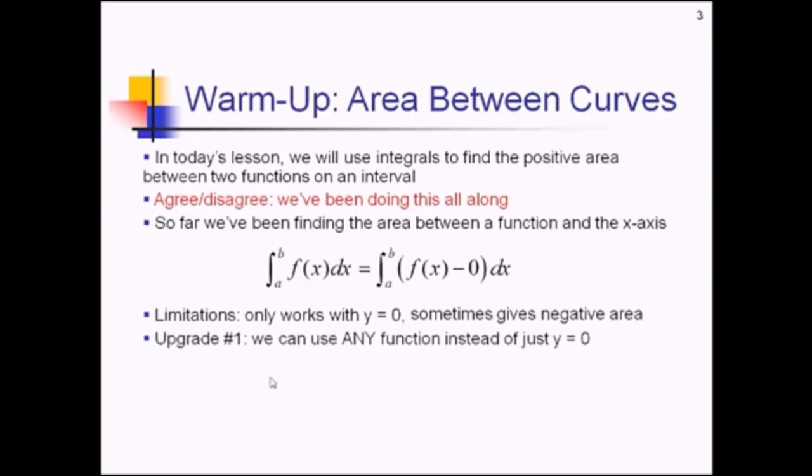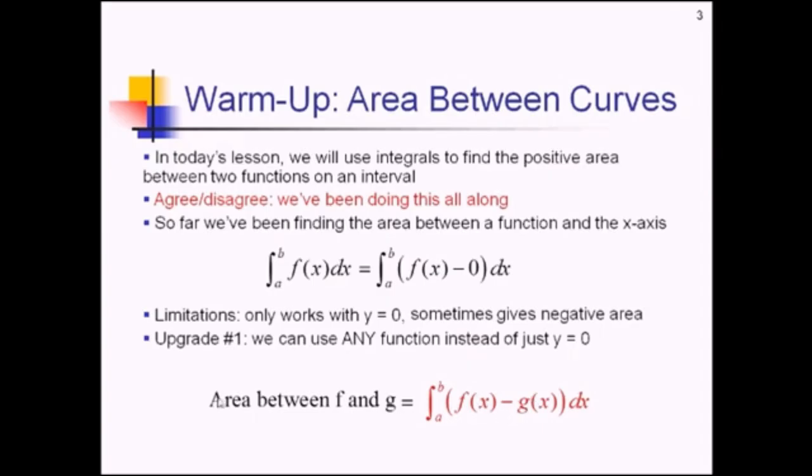Our first upgrade is we're going to be able to use any function instead of just y equals 0. So I'm going to call this area between f and g, and I'm going to say that we've got the integral from a to b of f of x minus g of x. So I've simply replaced 0 with g of x, and now if we subtract these two functions, we can find the area between them. Kind of, sort of. What if f is below g? Then we still end up with negative area.